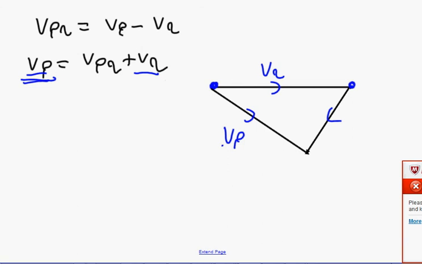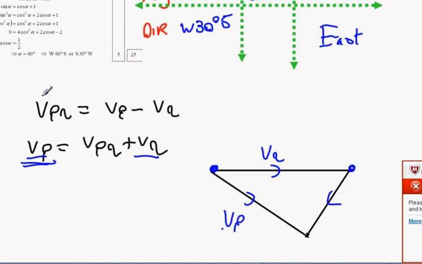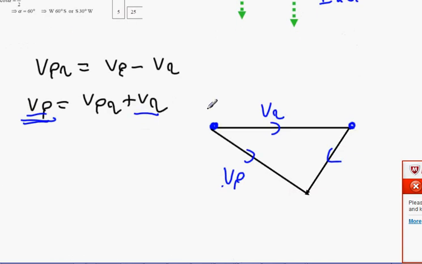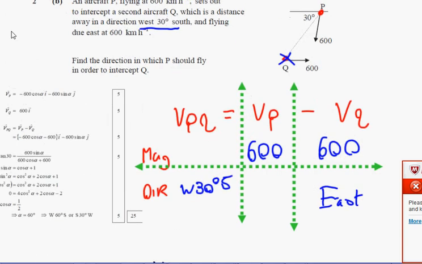We now know that this one here was west 30 degrees south. And what's west 30 degrees south again? This angle here. We know that to be 30 degrees. We know what about the velocity of phi Q? Phi Q is 600. Okay, and what do we know about the velocity of phi P? 600 as well. Therefore, what do we know about this angle here? 30 degrees as well, because it's what type of triangle? An isosceles triangle. Okay? Now what are we looking for from the question?